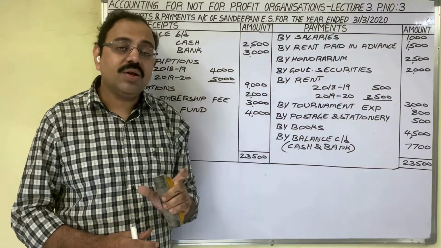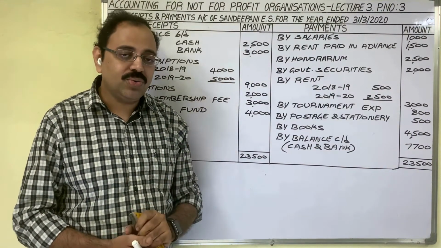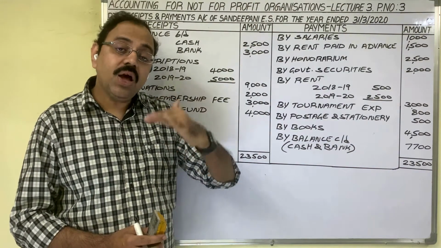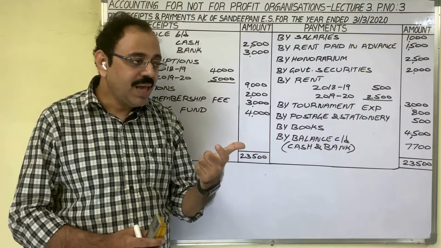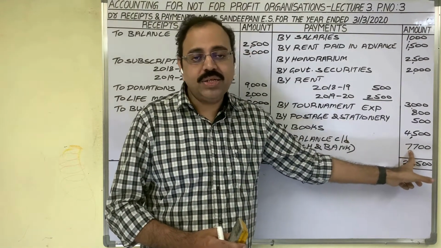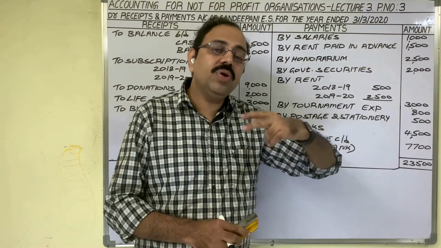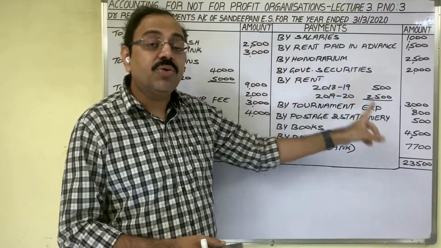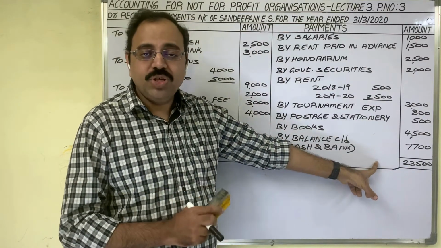Not-for-profit organizations prepare a cash book also. So for one year they prepare a cash book. At the end of the year, by preparing the cash book also, we can know this bank balance and cash balance. So when the cash book is enough to get that information, then why are we again preparing the receipts and payments account? That point we should know.